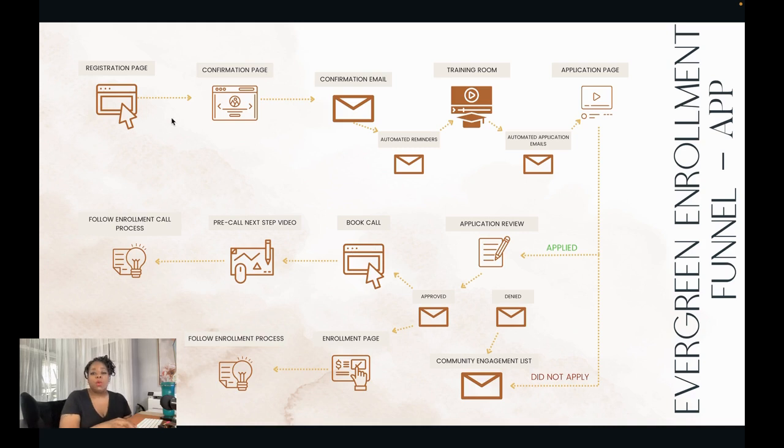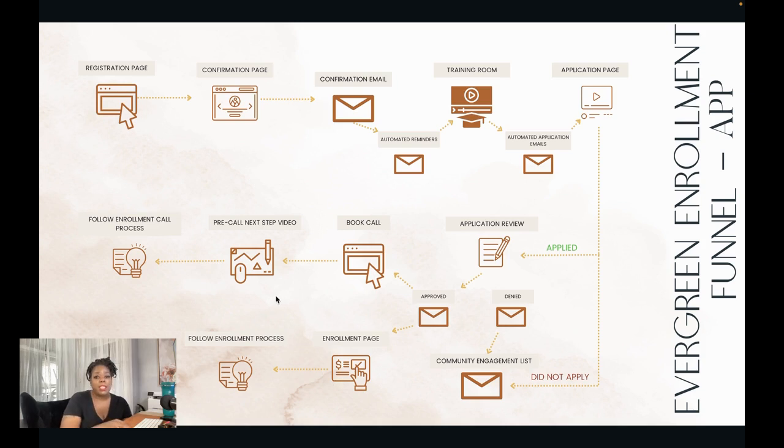Okay. So once they go through the standard part and they get up here to the application page, they're going to apply. Once they apply for your program, they're going to go into what we call application review. From application review, they're either going to be approved or they're going to be denied. Now, if they're denied, they're just going to drop down into your community engagement funnel. But if they are approved, you then have two options. You could either have them book a call or they can go straight to enrollment. And you get to decide how you use this process.